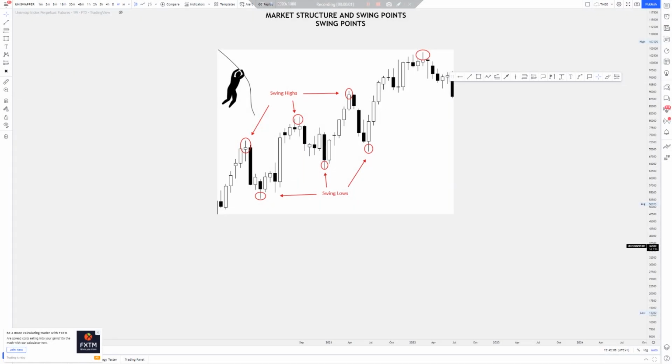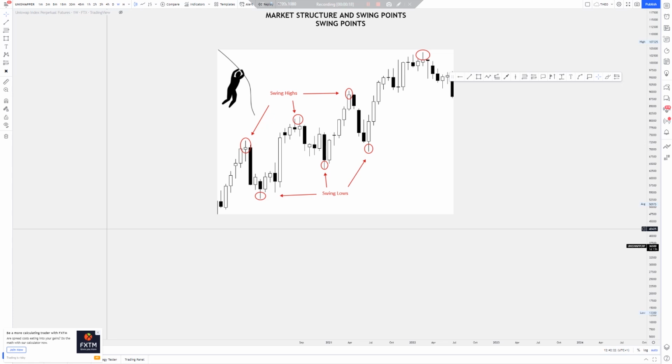Welcome back. Now that we have established a basic understanding of what trends are, now it's time to give a further insight into what market structure is. Let's move a step further. A step further, we'll be talking about swing points.